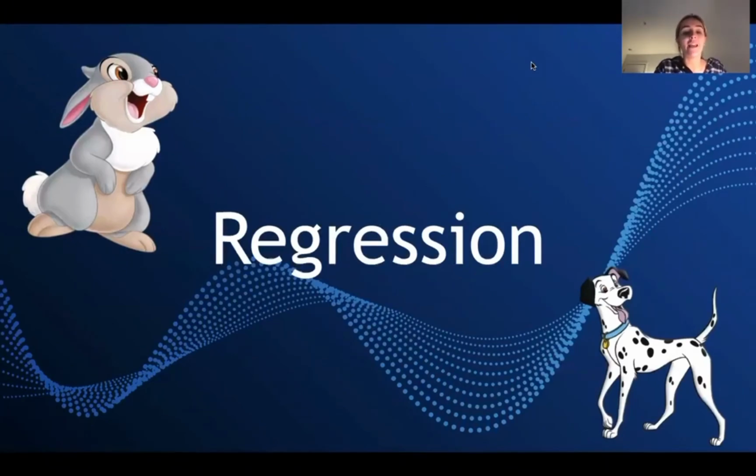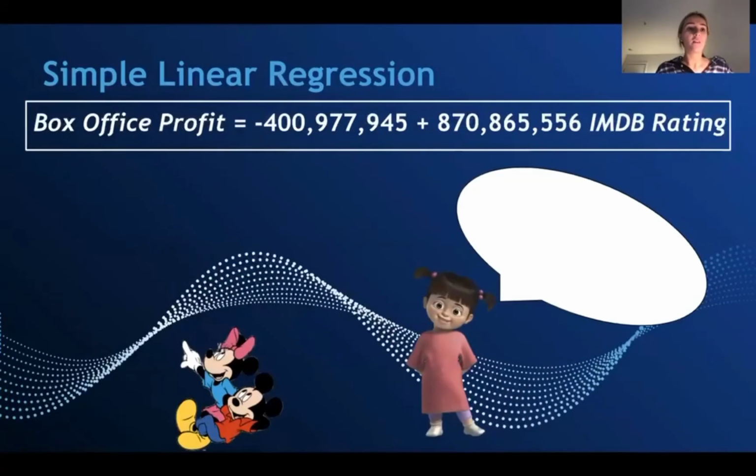Hi, I'm Nina, and I'm going to be talking about regression using our Disney dataset. So the first thing that we did using regression was to create a simple linear regression model. And what this does is it basically uses one explanatory and one response variable. And the goal of this kind of regression is to understand the ways in which the explanatory variable can predict the response variable. So for our model, we decided to use IMDb rating as the explanatory variable and box office profit as the response variable.